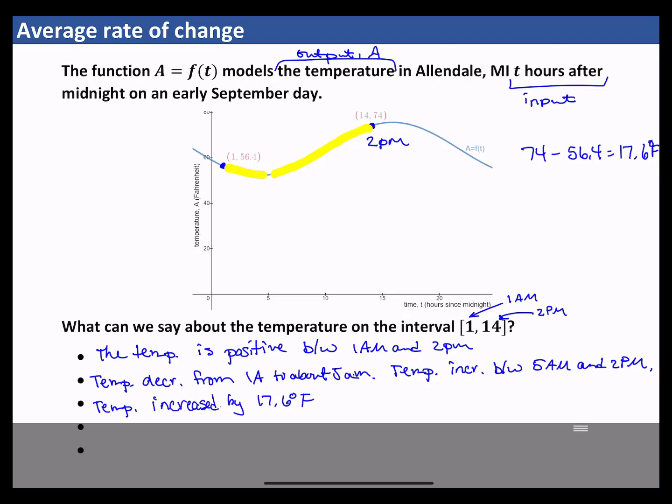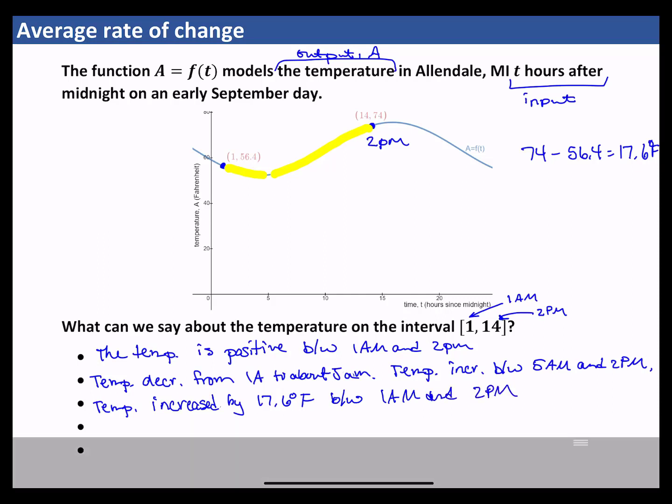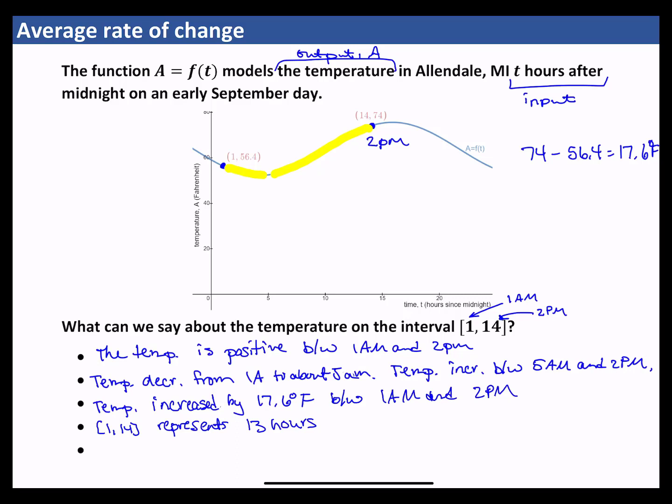The fourth thing we can say is more about the interval. We can say that this interval from 1 to 14 represents a 13-hour interval. And so that's going to help us with this last observation. So we can ask ourselves, on average, how much was the temperature increasing every hour between 1 a.m. and 2 p.m.? And to answer this, we can take the change in temperature, 17.6 degrees Fahrenheit, and divide it by the number of hours that have passed, 13 hours.